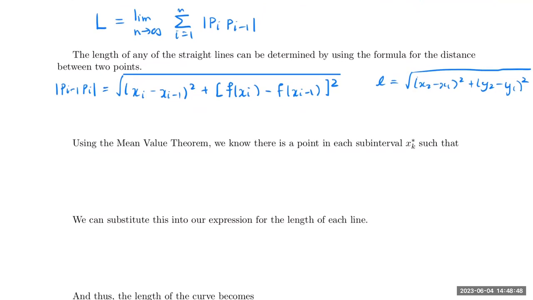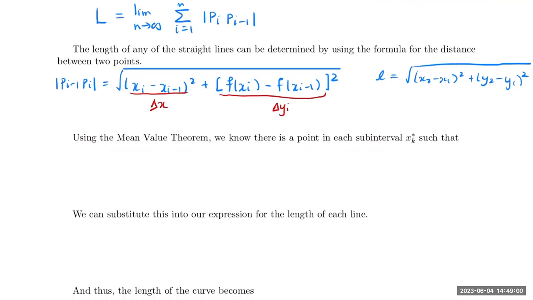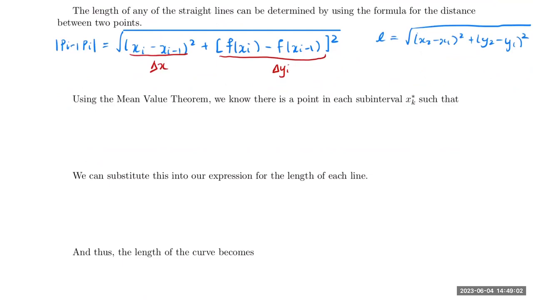And so let's say this part here is going to be our delta x, and this part here is going to be our delta y, then we could actually just rewrite this as the square root of delta x_i squared plus delta y_i squared. And this one we will actually be using later on.